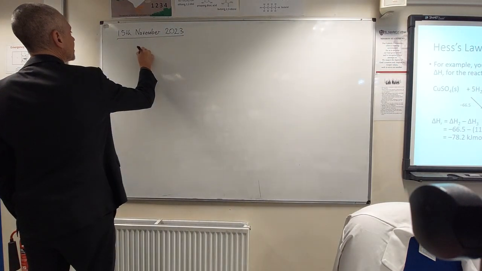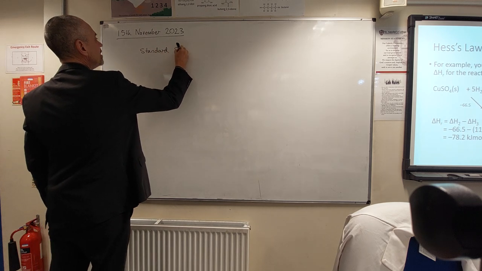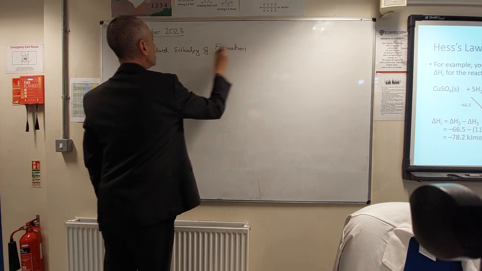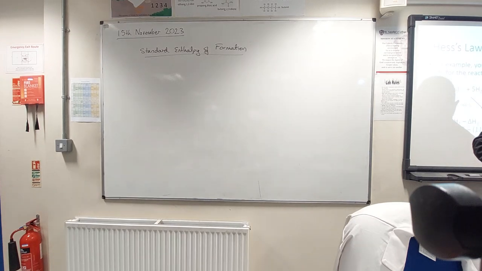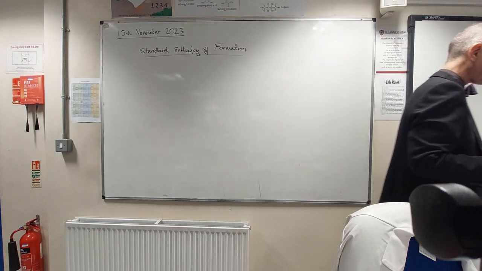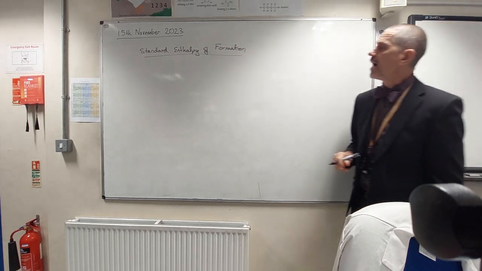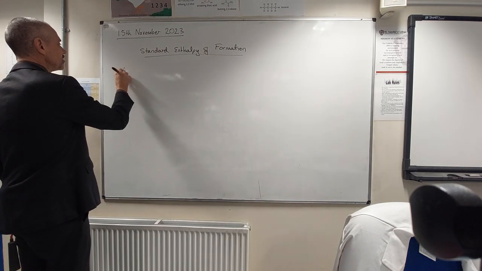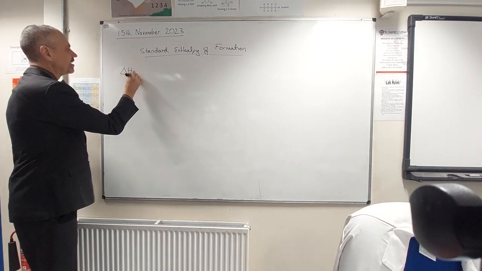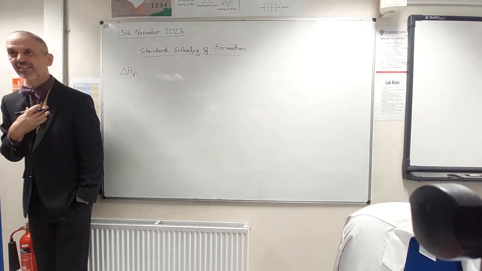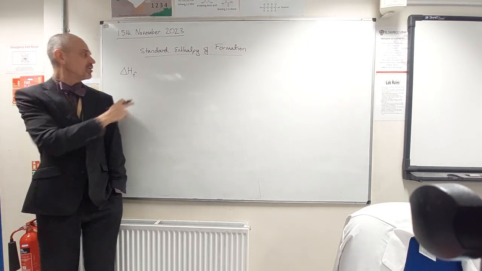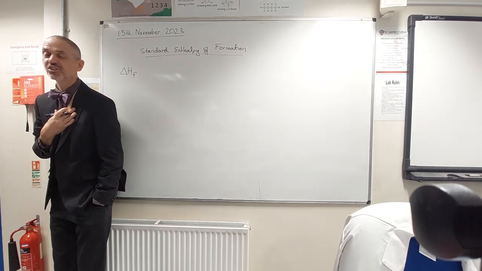So today we're going to look at standard enthalpy. I'll try and explain what I mean by standard enthalpy as we go along. Standard enthalpy of formation. So this is like a special delta H. It's going to get the symbol f, usually a subscript f. That's just a label that tells me that it's the standard enthalpy of formation.